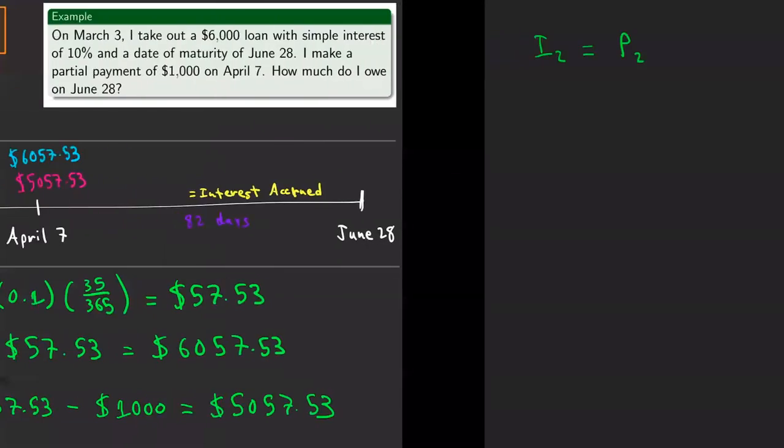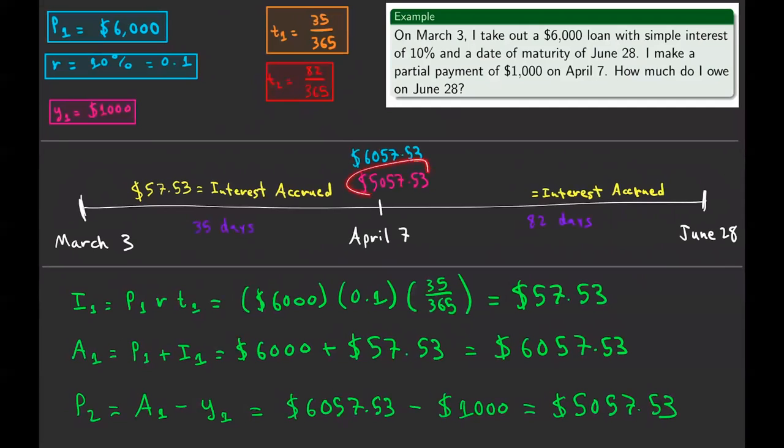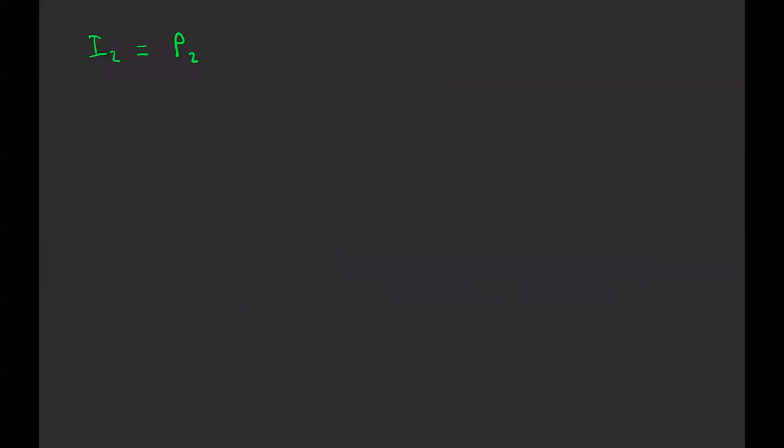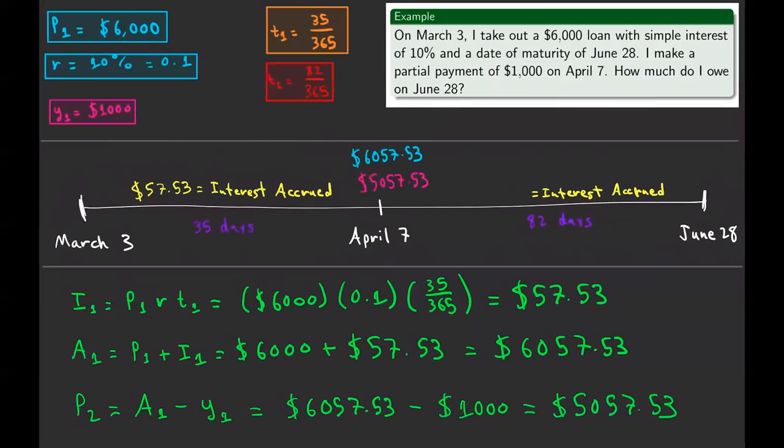So our interest accrued, I'm going to call it I2 because it's over the second period of time. It's the amount P2 that I owed right there. We've calculated it right here. P2 is that $5,057.53. And it's that multiplied by my interest rate, multiplied by the time of that second section, that 82 days that we saw back here. But obviously we want to put that in years. We've done that right up here in the red in T2.